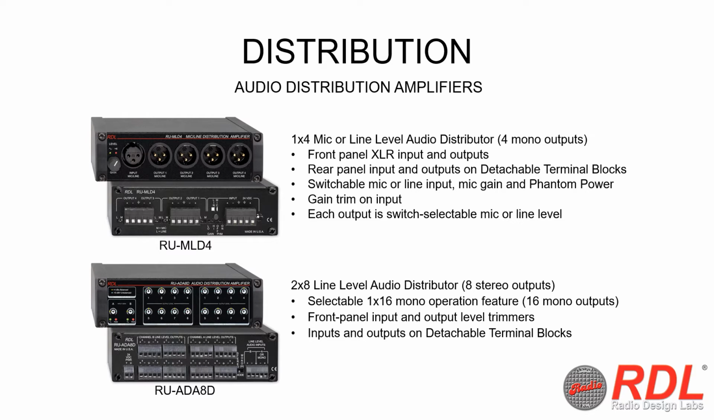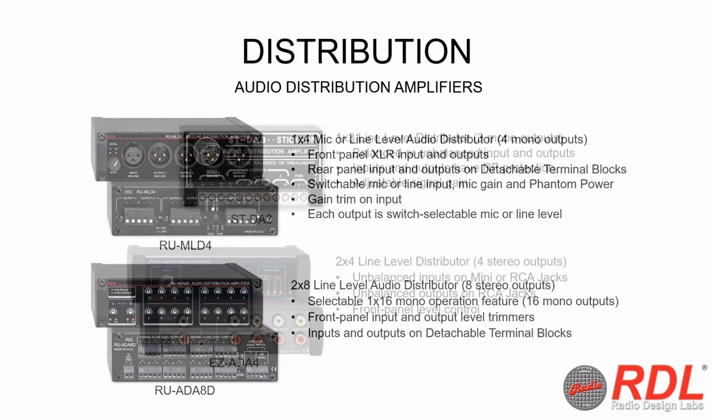The RU-88-8D is a 2x8 line level audio distributor with 8 stereo outputs. However, there's a selectable mono operation that allows this unit to be used in mono mode, which provides a 1x16 or 16 mono outputs. The front panel has input and output level trimmers, and all inputs and outputs are on detachable terminal blocks on the rear panel.